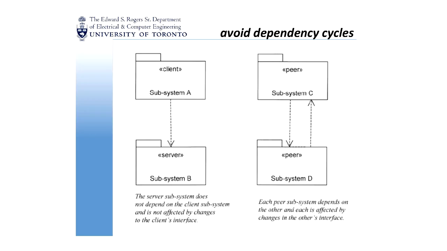A critical rule in architecture is to avoid dependency cycles. In a clean client-server subsystem, the server does not depend on the client, meaning changes to the client's interface don't break the server. However, in a peer relationship, each subsystem depends on the other. This creates a cycle where a change in subsystem C forces a change in D, which might then force another change back in C. This is the definition of tight coupling, and we want to avoid it.